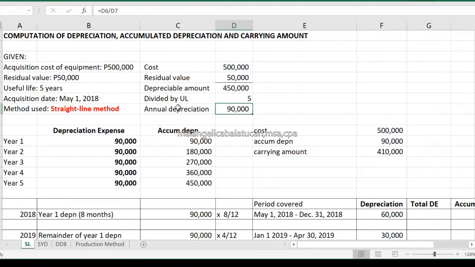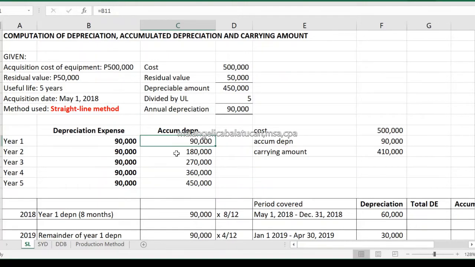So if we are going to get the depreciation for year one, that would be 90,000. For year two, that's the same 90,000. Year three until year five. To get the accumulated depreciation, we need to sum up all the previous depreciation plus the current depreciation. So for example, for year one, we only have 1 year, so our accumulated depreciation is 90,000.